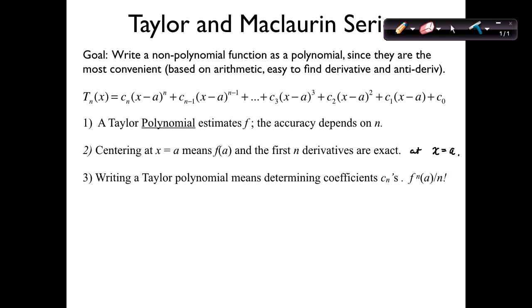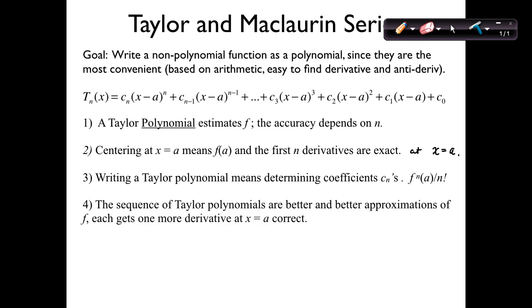Okay, writing the Taylor polynomial means determining the coefficients. We derived that last time: the nth derivative of f at a over n factorial. Those are the coefficients that we use to construct this polynomial. The sequence of Taylor polynomials are better and better approximations of f, and each one gets one more derivative at x equals a correct.